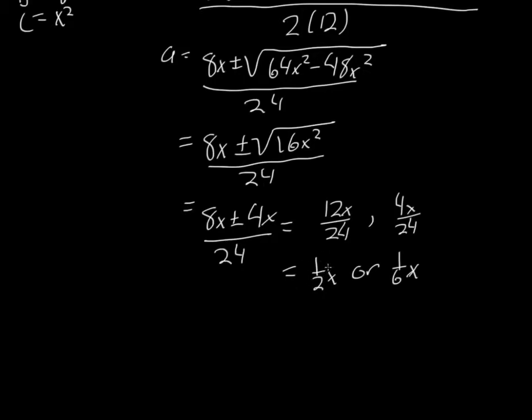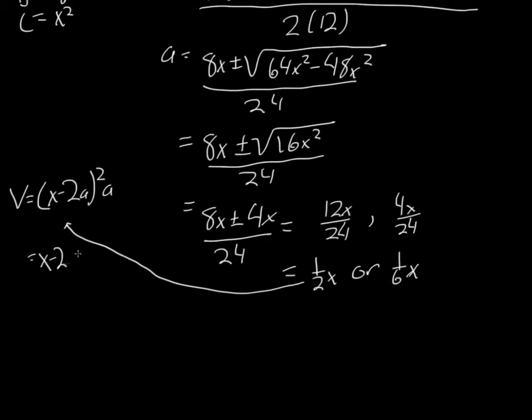Most people gravitate toward a equals 1/2 x to be a maximum. However, if we plug it into our original volume function, remember our original volume function was V equals x minus 2a squared times a. If we substitute in 1/2 x for a into this equation, we actually see that this part of the equation is equal to 0. So therefore your volume is equal to 0. That means it's a minimum.